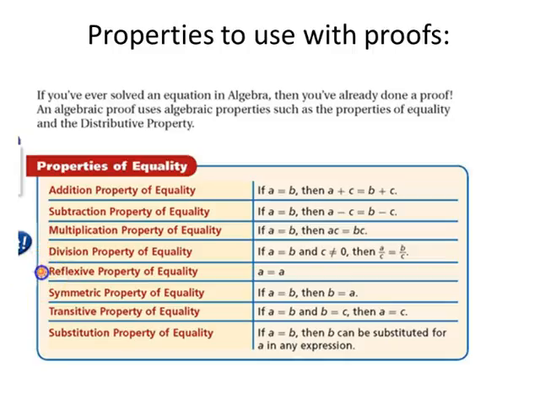The reflexive property of equality is just saying that the same thing is equal to itself. Symmetric is if you say if A equals B, then B would have to equal A. We've got the transitive property. If A equals B and B equals C, then we should be able to say that A equals C as well. And then the substitution property is when you can substitute a value into an equation. These are properties that we can use for our reasons when we put them into the right side of our proof, the right column.